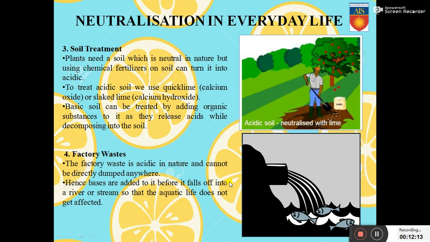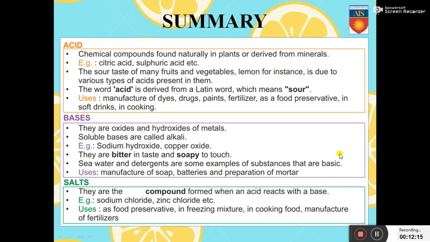Now, let us have a quick summary of the entire chapter. What we have learned? We have learned that acids are chemical compounds found naturally in plants or derived from minerals. Example, citric acid, sulfuric acid, etc. The sour taste of many fruits and vegetables, lemon for instance, is due to various types of acids present in them. The word acid is derived from a Latin word which means sour. So, acids are always sour in taste. Some of the uses are manufacture of dyes, drugs, paints, fertilizer, as a food preservative, in soft drinks, in cooking, etc.